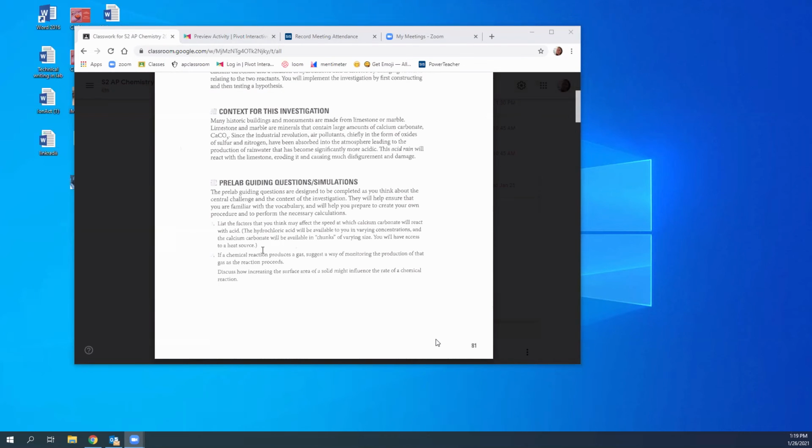All right, so our pre-lab is really good on helping us figure out what we want to do for this lab. List factors you think might affect the speed at which calcium carbonate will react with the acid. So that's perfect for part one of your PowerPoint, right? What are some things you can mess with, just in general? Thoughts?